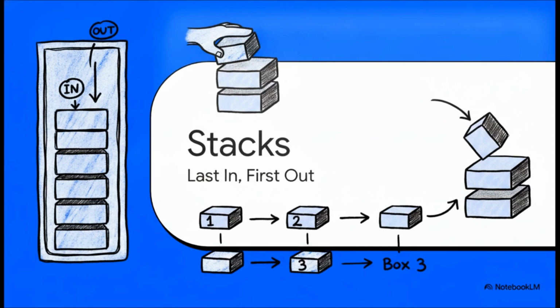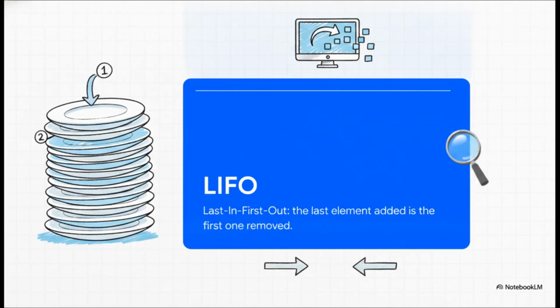Moving right along to section 2, stacks. Last in, first out. The core concept here is LIFO, last in, first out. Picture a stack of plates at a buffet. When the kitchen brings out a new, clean plate, they put it on the very top of the stack, right? And when you go to grab a plate, you don't pull from the bottom, you take one right off the top. The last plate added is the very first one taken. Your computer uses this exact same logic for things like the undo button. The last action you took is the first one undone.